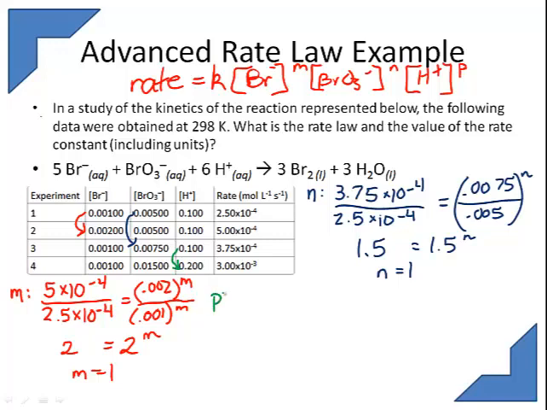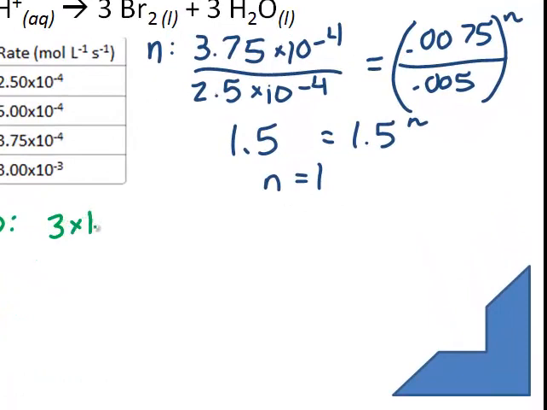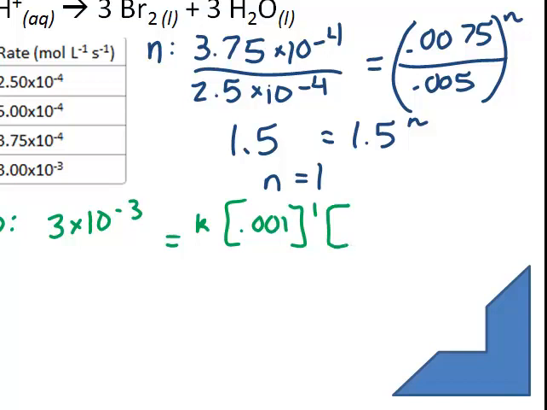So to find the exponent p, now here is where you have to write out the entire rate equation and plug in everything that you know, including the concentrations of the other things. So what's bigger? This is to the -3rd, so it's bigger. So we'll put experiment 4 on the top and experiment 3 on the bottom. So 3 times 10 to the -3rd equals k times the Br- concentration, which is 0.001 to the first, times the BrO3- concentration, which is 0.015 to the first, times 0.2 to the p power.